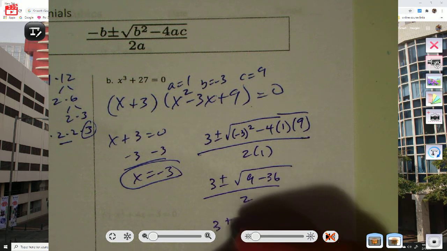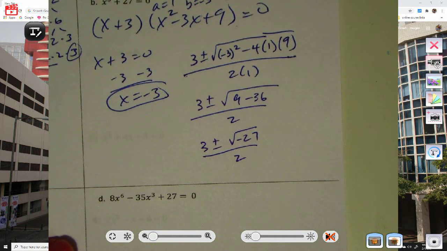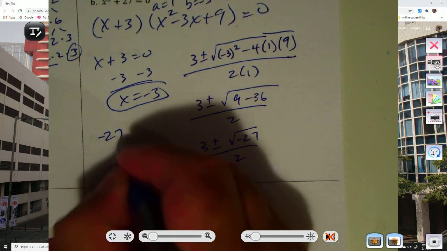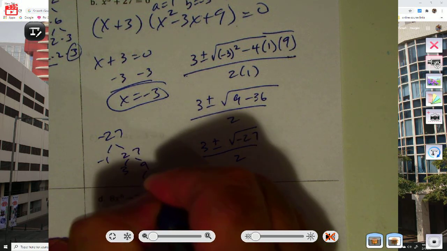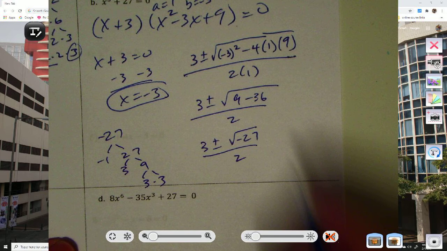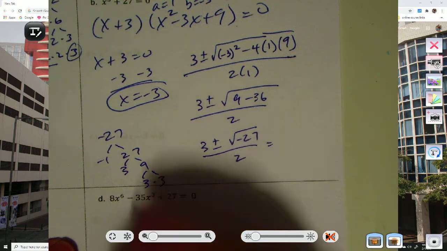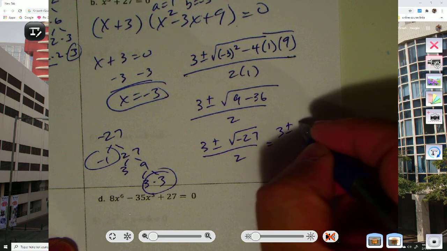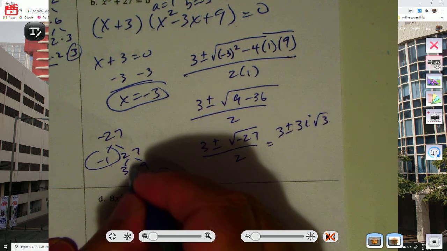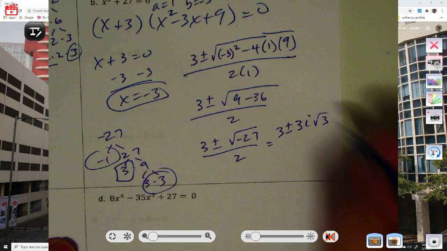3 plus or minus square root of negative 27 over 2. Alright, now what about that negative 27? Well, negative 27 is the same thing as negative 1 times 27. 3 times 9, and 3 times 3. So, I have a pair of 3's and a negative 1. So, the pair of 3's comes out as a 3, and the negative 1 is an i, and I have a 3 left over. That stays in there over 2.